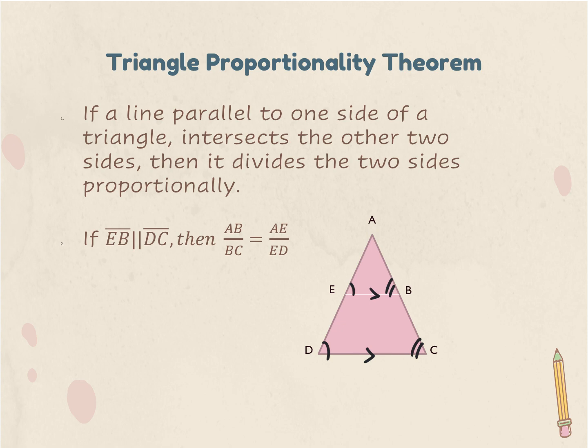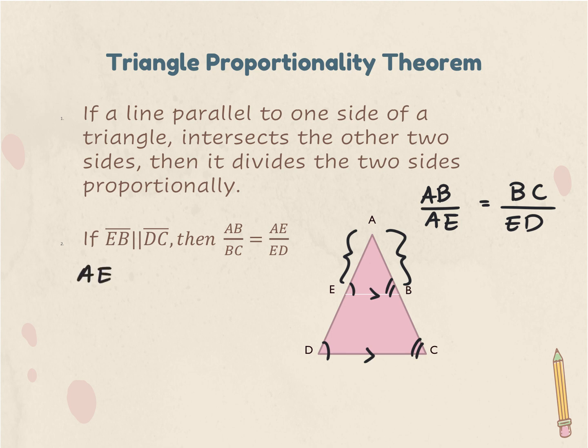Another way to write this proportion, guys, is you can write it as AB over AE. So little over little equals BC over ED. So this little and this little, and then the bottom part of the right and the bottom part of the left. Another one you can write is AE over AB equals ED over BC. There's multiple ways you can write this.